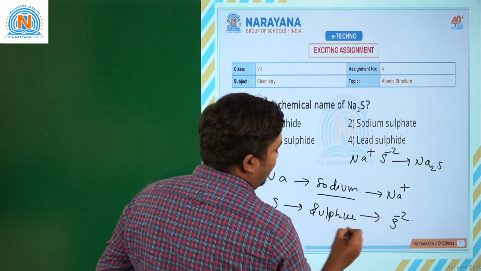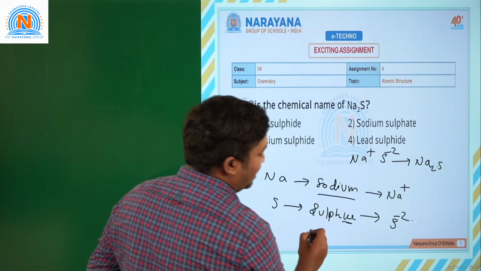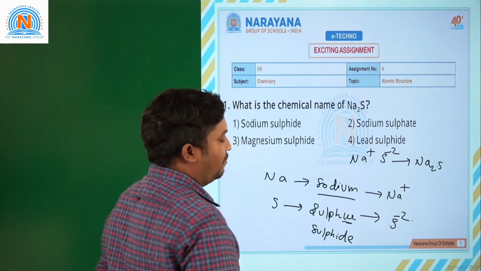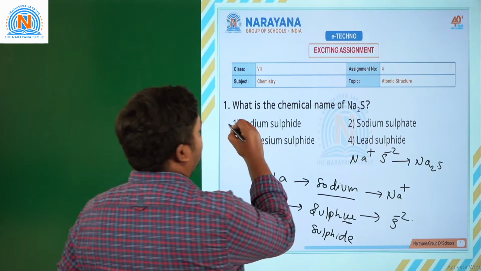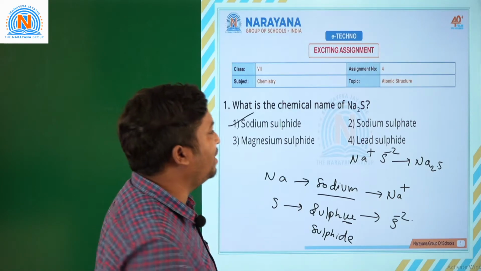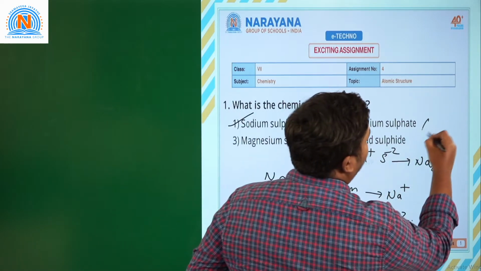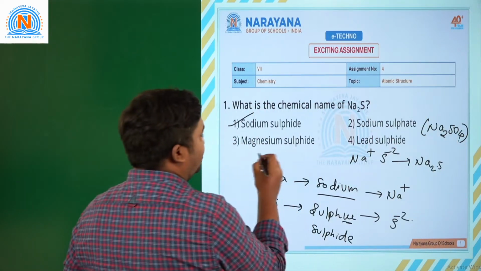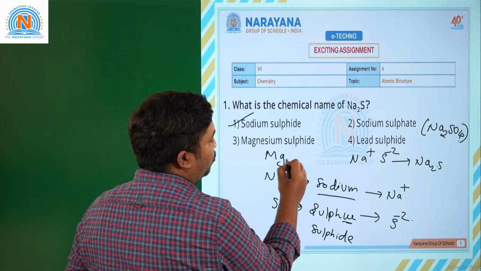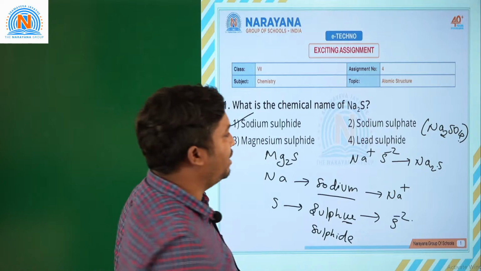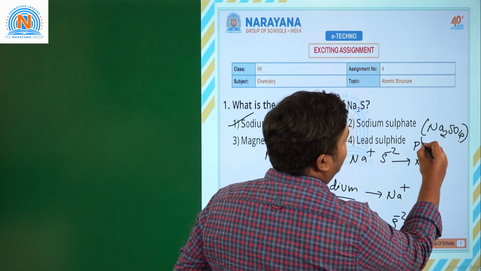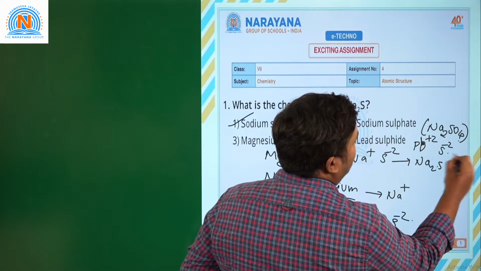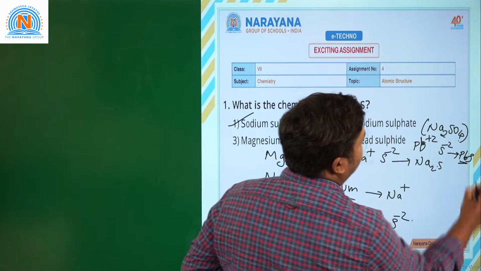So sodium, and here the name of sulfur is replaced as sulphide, SULPHIDE, sodium sulphide. So the name is like this. Let us write the formulas for the remaining also. Sodium sulphate formula is Na2SO4, sodium sulphate. Magnesium sulphide is Mg2S, whereas lead sulphide, lead shows oxidation state of Pb plus 2 and S minus 2. So here you can write it as PbS.